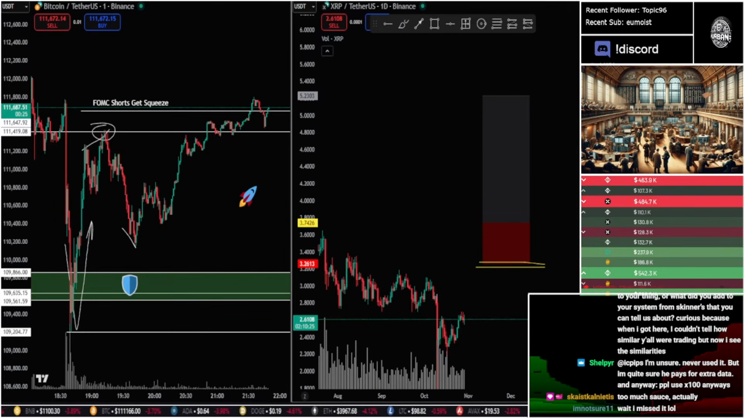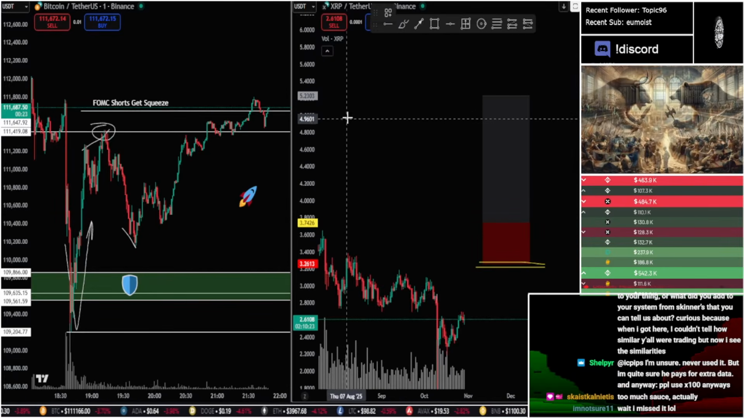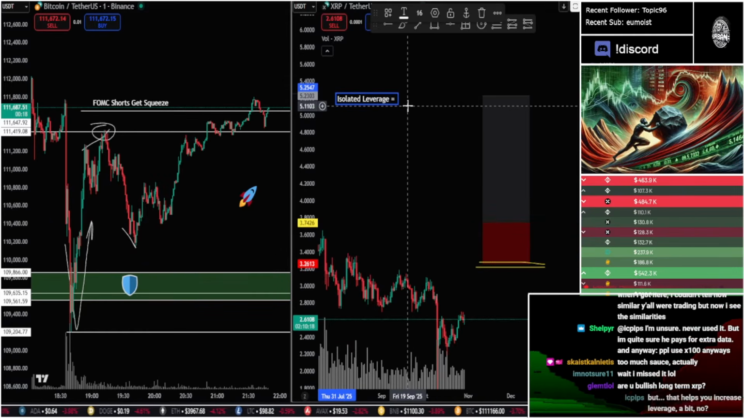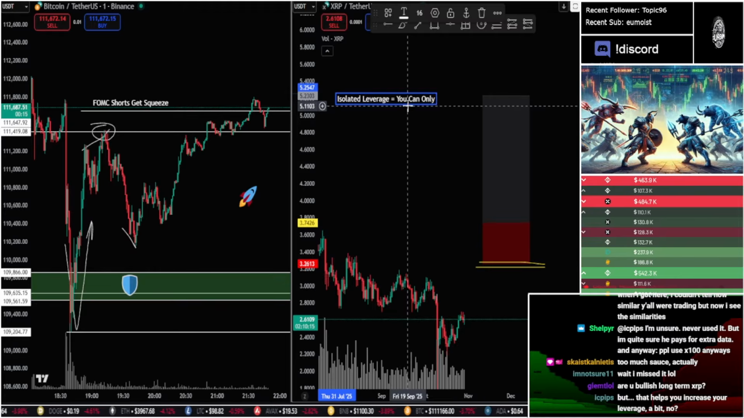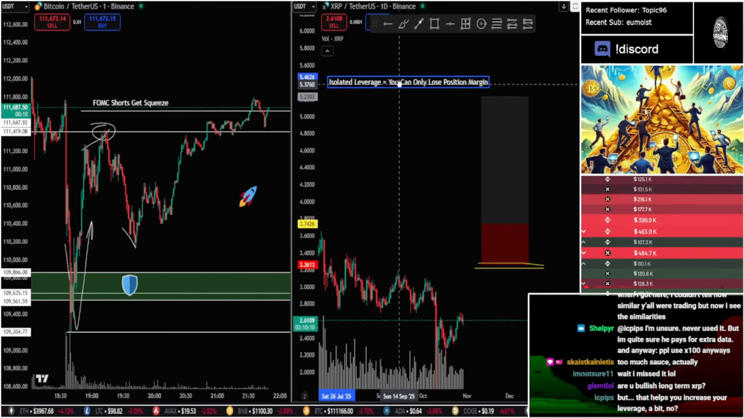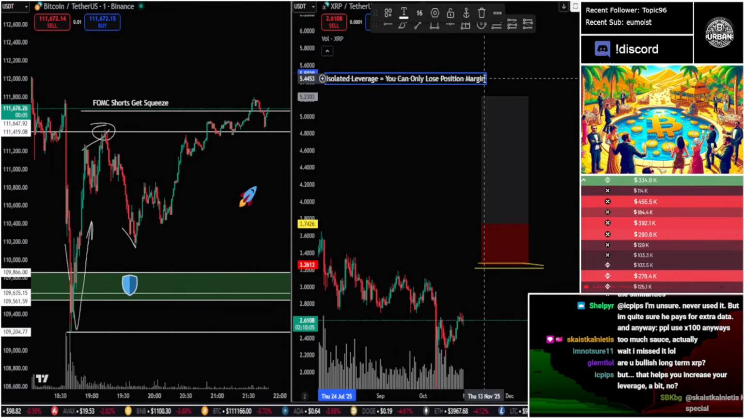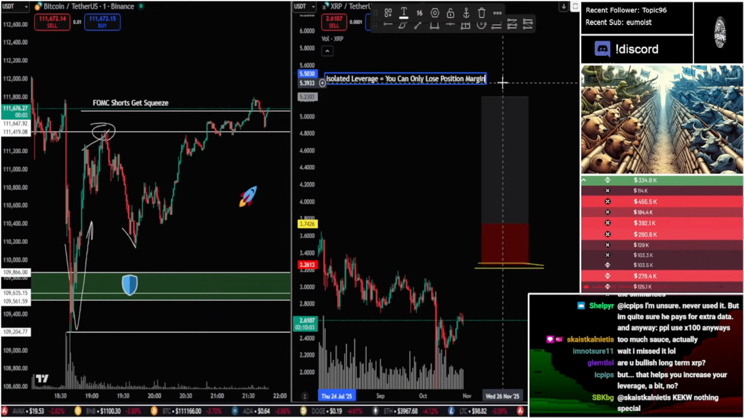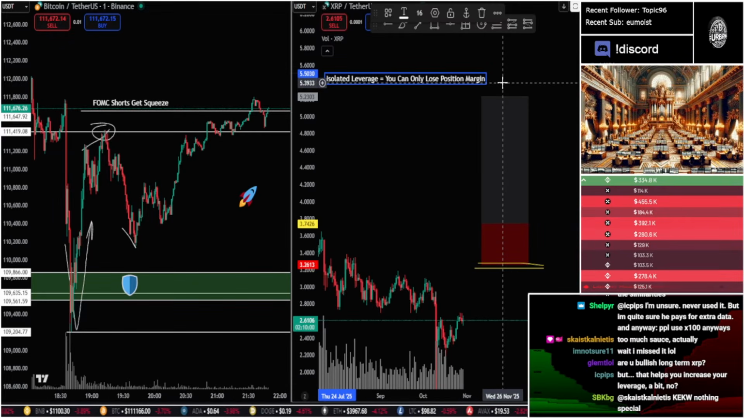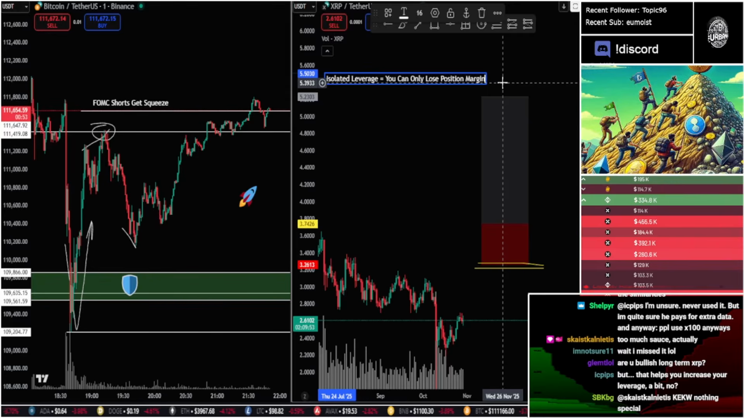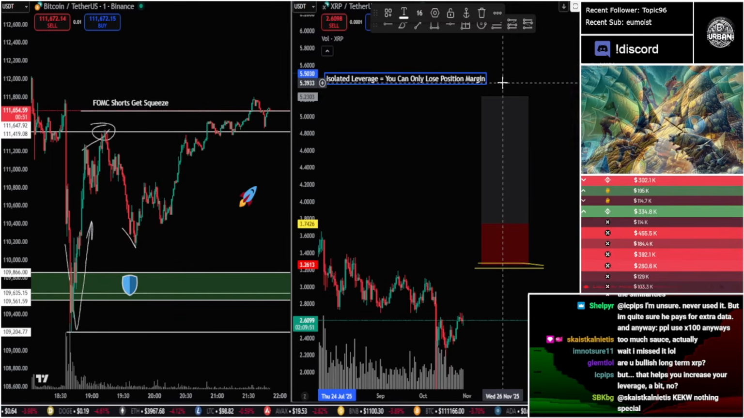I'll try and explain it in a simple fashion, okay? So, isolated leverage equals you can only lose position margin, right? You can't lose the whole account with isolated leverage. You can only lose whatever margin you put in for the position, right? We all agree with that, right? With cross leverage, if you don't have a stop loss, you can liquidate the whole account. That's the difference.